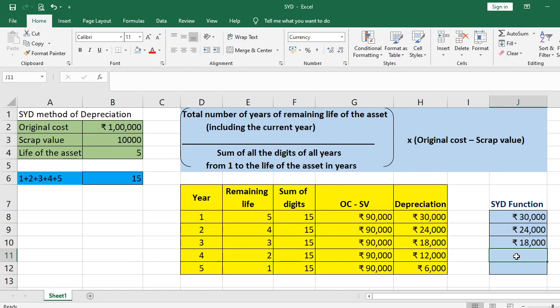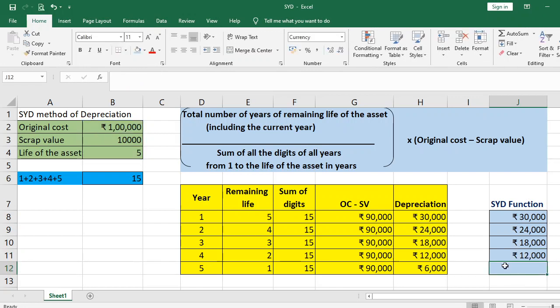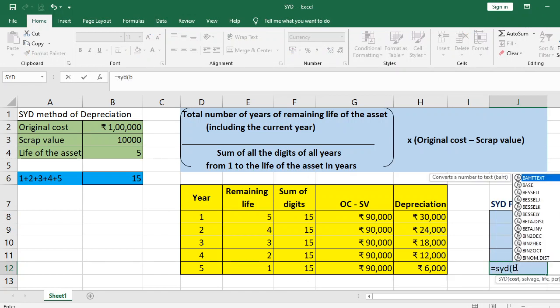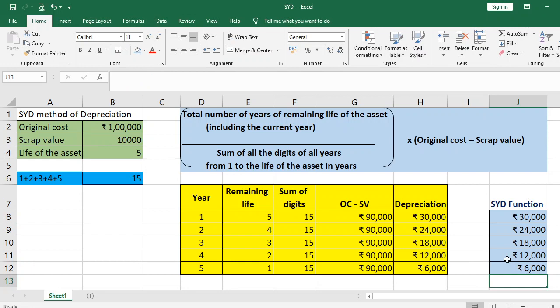For the fourth year we will do it similarly: SYD, open parenthesis, B2 comma B3 comma B4 comma we want to find out for the fourth year, so put 4, close parenthesis, enter, so we get 12,000. For the fifth year is equal to SYD, open parenthesis, B2 comma B3 comma B4 comma fifth year 5, close parenthesis, enter, we get 6,000 rupees as the amount of depreciation.